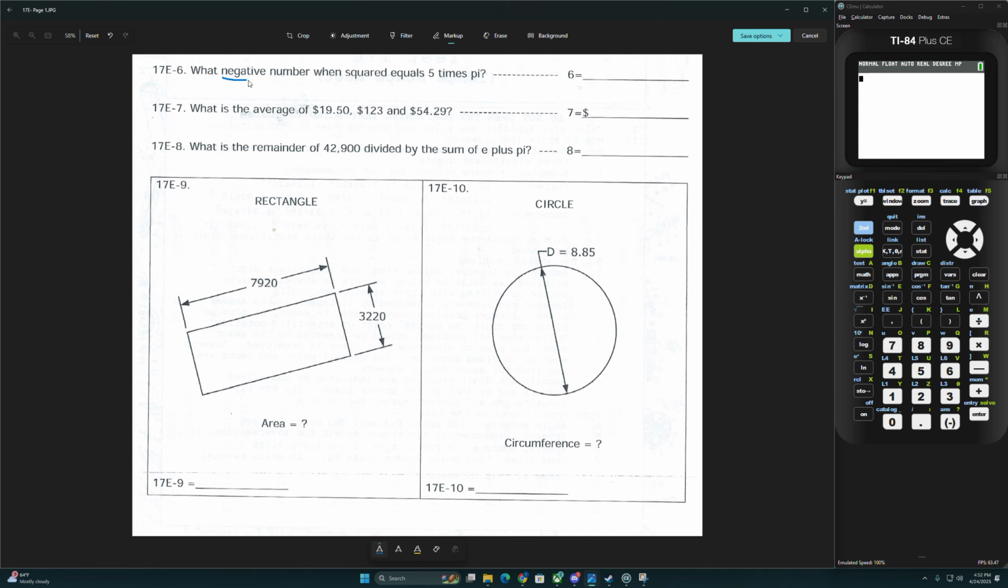So what negative number, you gotta make sure you look for that word, when squared equals 5 times pi. So, if it's x squared equals 5 times pi, you could just type in the square root of 5 times pi. But, again, you gotta make sure you put a negative sign out front. Negative 3.96.